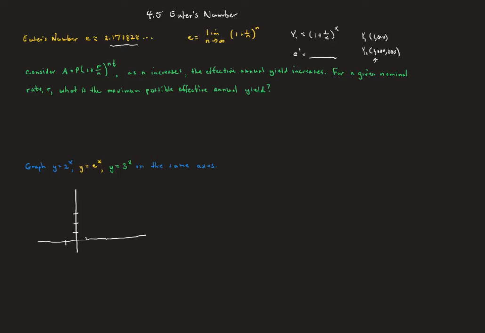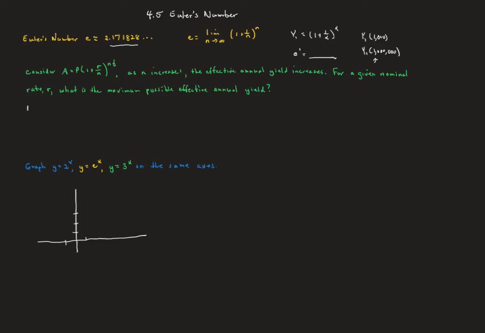Now let's revisit the compound interest formula, A equals P times 1 plus r over n, to the nt. As n increases, the more times we compound per year, the effective annual yield increases. So the question is, for a given nominal rate, say 5% or 8% annual interest, what is the maximum possible effective annual yield? That is, as you let n get bigger and bigger, how big can you go?